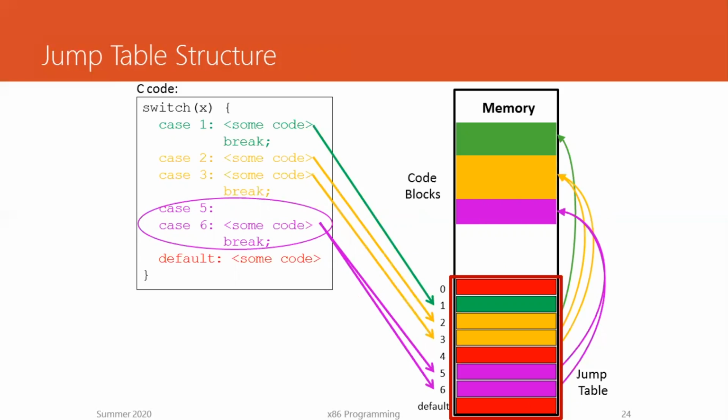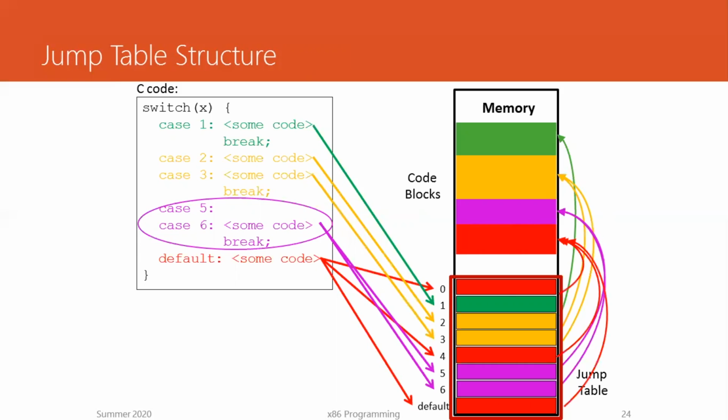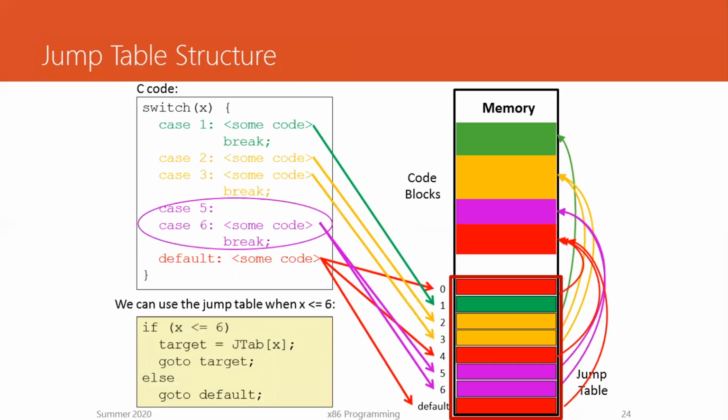There is also a very interesting case, that is the default case. As we said earlier, it gets executed if none of the values of x have occurred. For example, if x is 0 or 4, we are going to jump to the default case. Okay, we can use a jump table as long as the value is lower than 6. And for any other value that's greater than 6, we are going to execute the default code.